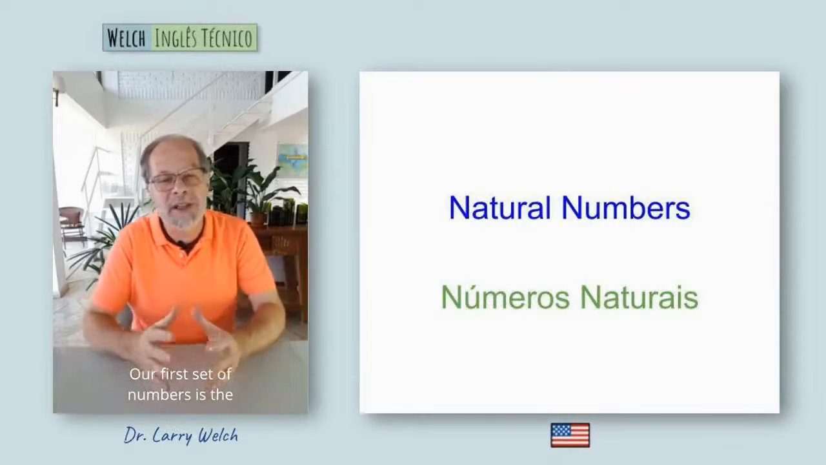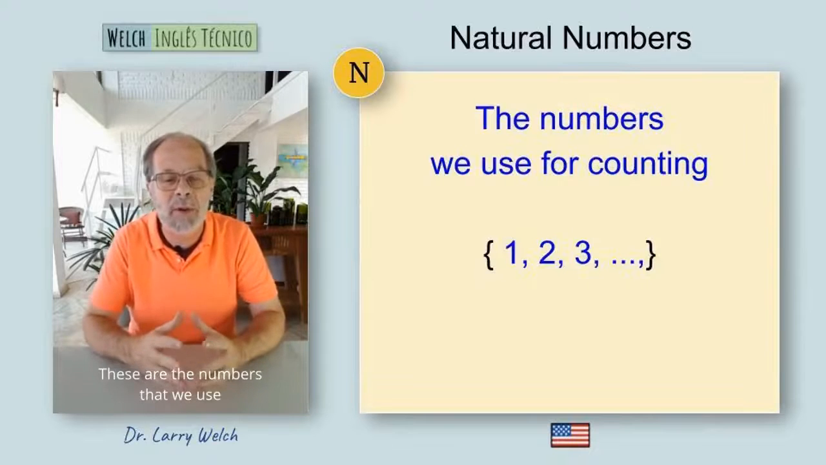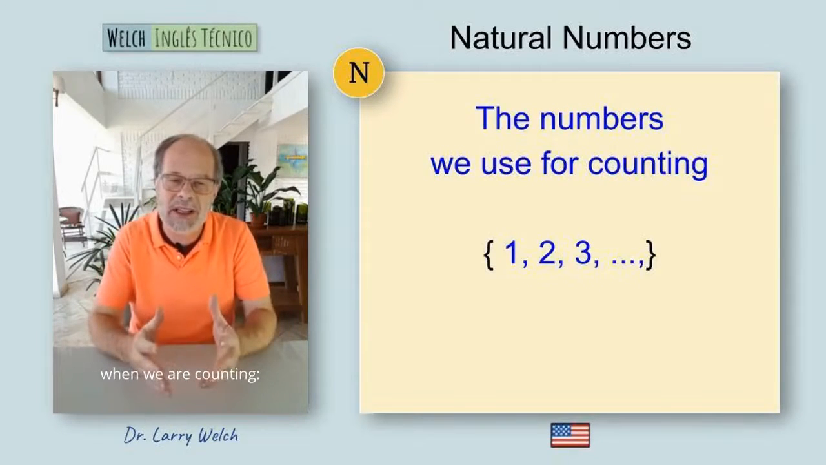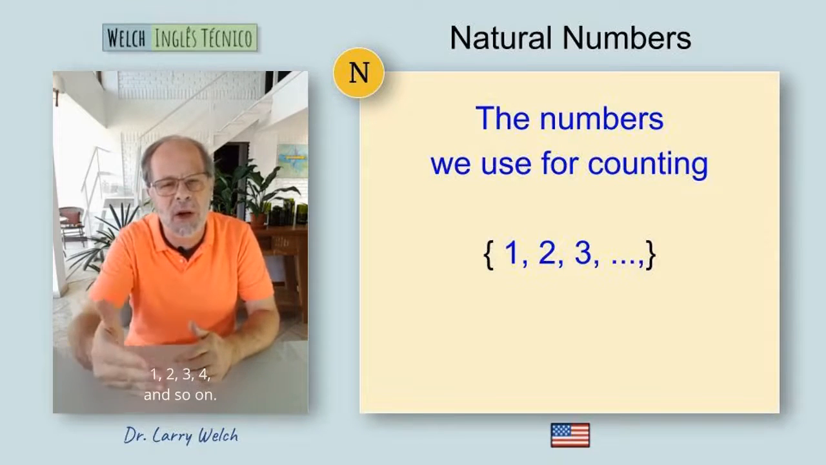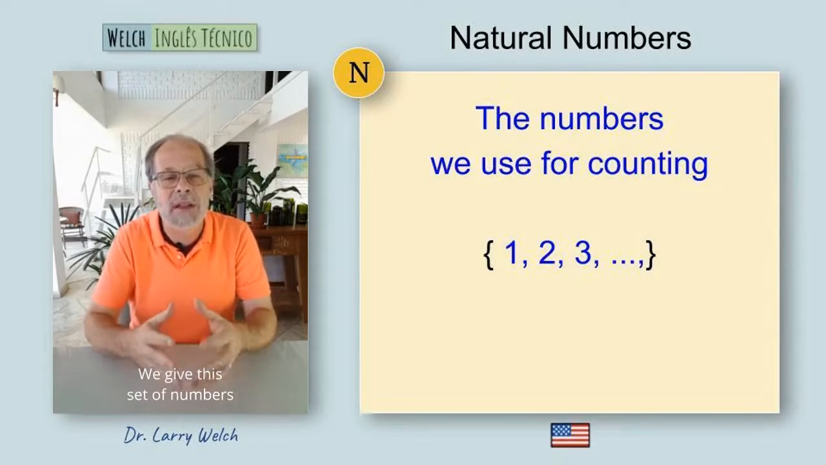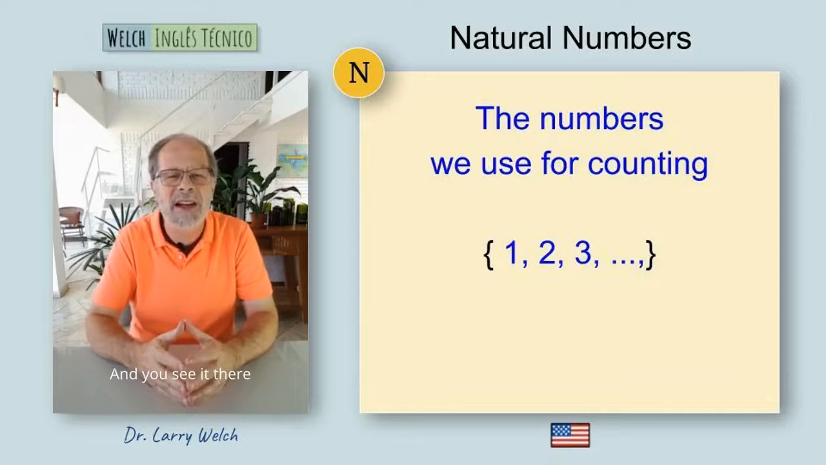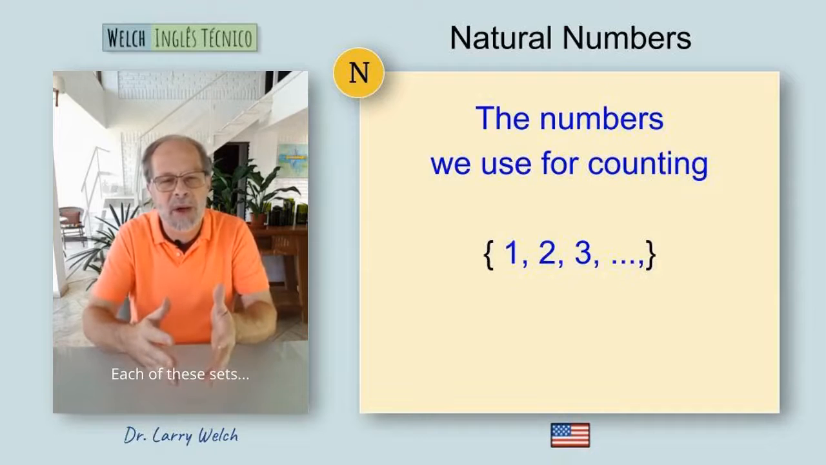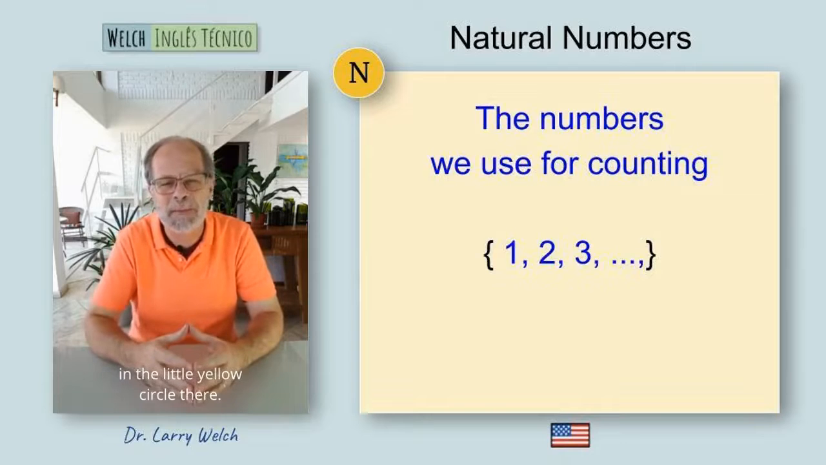Our first set of numbers is the natural numbers. These are the numbers that we use when we are counting. 1, 2, 3, 4, and so on. We use them when we count. We give this set of numbers the symbol N, capital N, for natural. And you see it there in the little yellow circle. Each of these sets will give it a symbol and place it in the little yellow circle there.